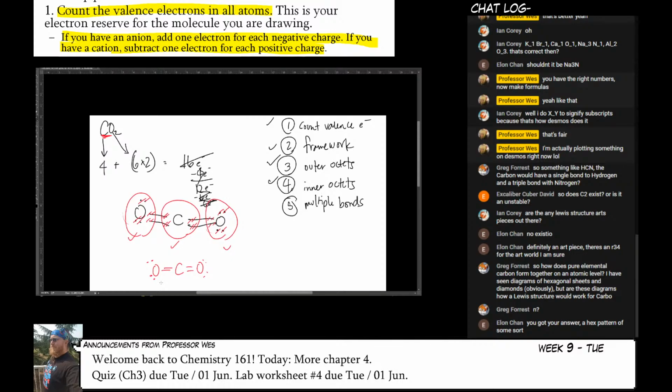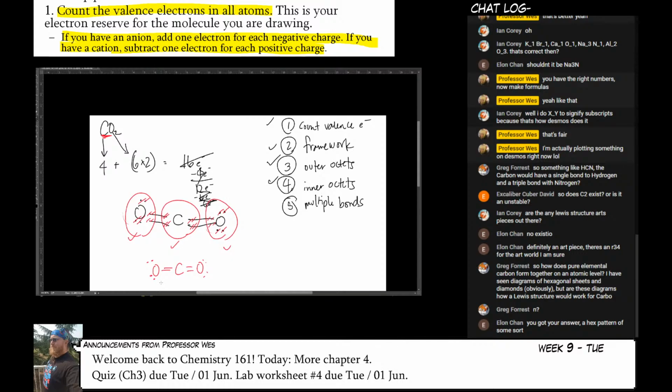So that's the 5-step plan. Count electrons that we can use for bonding, so count up all your valence electrons. Write out the framework, make the basic connections, put all the electrons on outer elements first, put any remaining electrons on the inner atom, and then finally make multiple bonds if you have to.